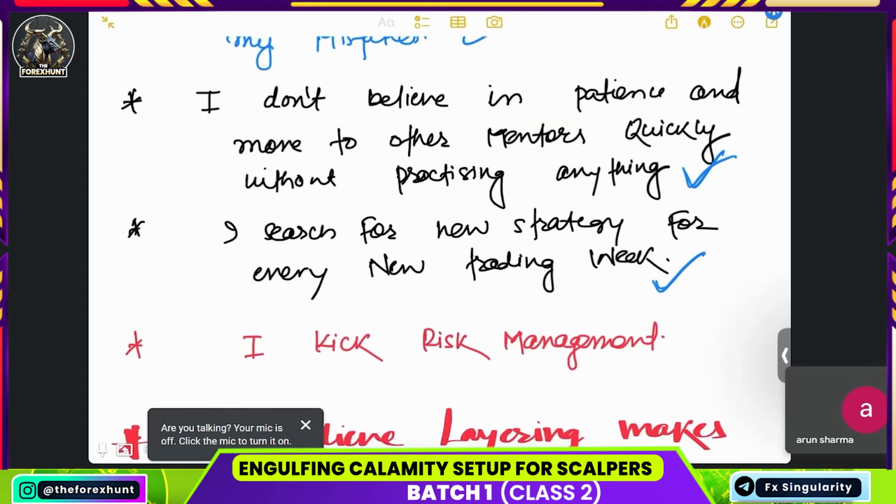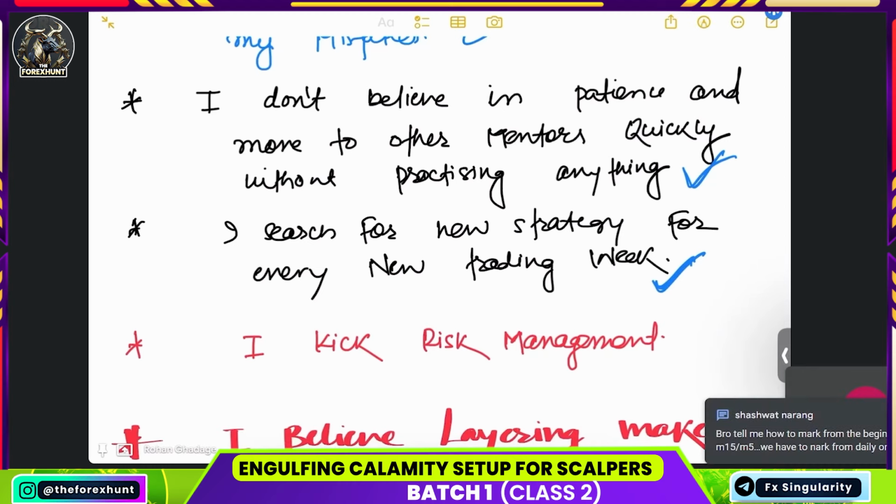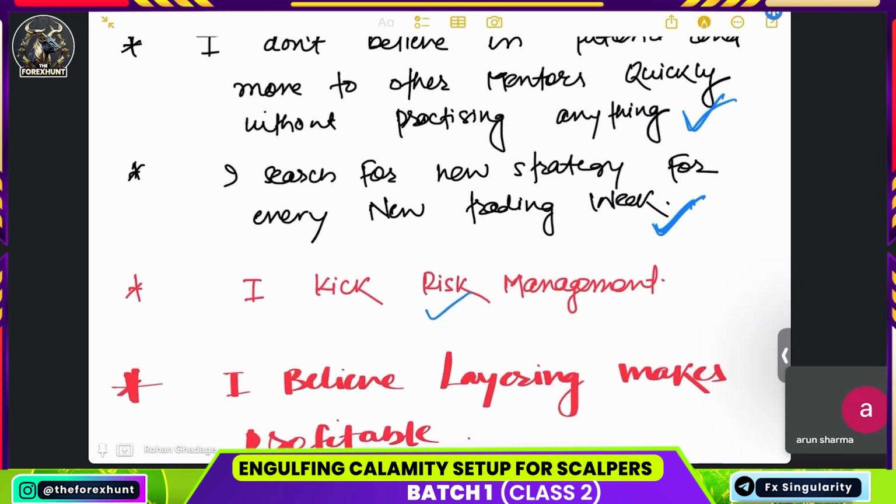Don't search for new strategies depending on your SLs. If your SL is 1%, grow it on the other entry. Try to grow it on the third entry, fourth entry, fifth entry. The process continues. He says he kicks the risk management.